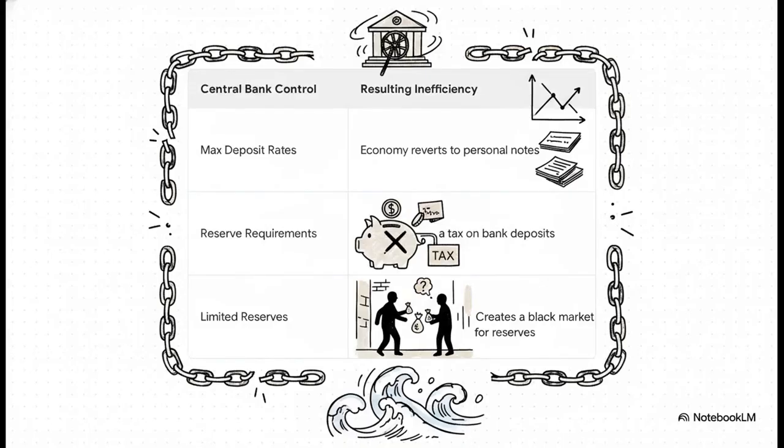And Fisher Black takes this a step further. He looks at the regulations central banks do impose right now, and he argues they aren't actually managing the economy at all. They're just creating massive inefficiencies. It's fascinating. If a central bank caps interest rates on deposits, it just triggers a supply and demand imbalance. If they force banks to hold reserves, it functions as nothing more than a hidden tax on bank deposits. And if they artificially limit those reserves, they just spawn a black market where banks furiously trade reserves at inflated prices. In Black's view, the central bank isn't steering the ship, it's literally just throwing friction into the water.